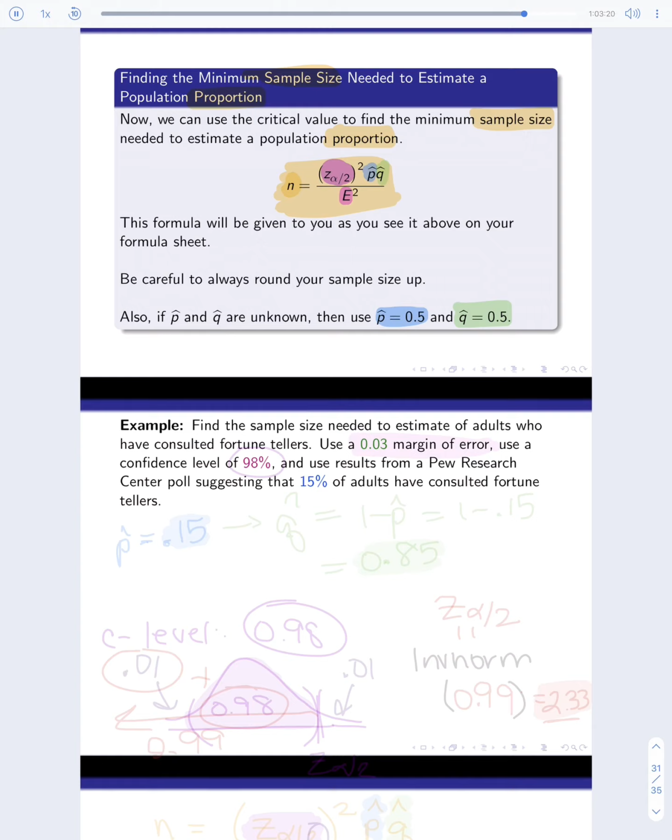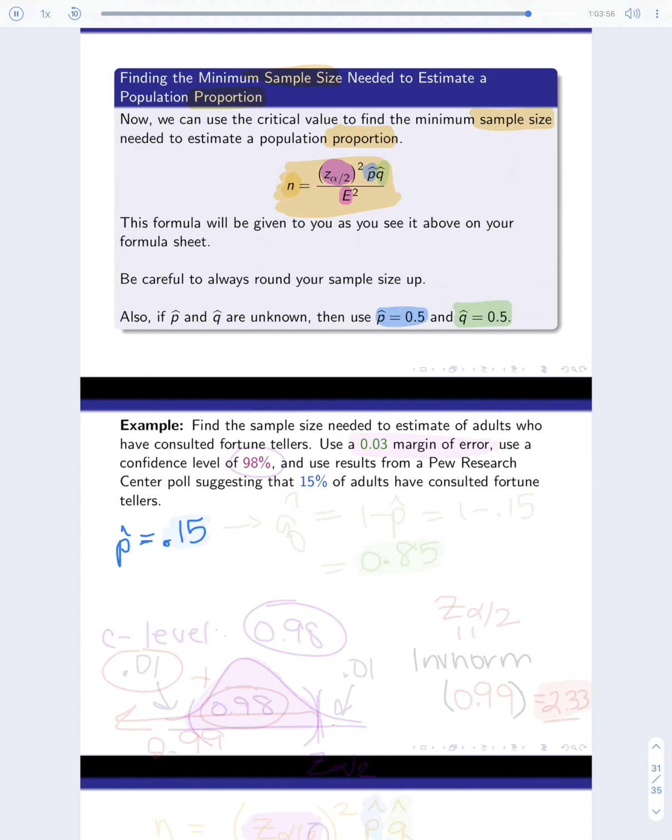It says, find the sample size needed to estimate the number of adults who have consulted fortune tellers. Use a margin of error of 0.03, use a confidence level of 98%, and use results from a Pew Research Center poll suggesting that 15% of adults have consulted fortune tellers. So here p hat, success, would be somebody consulting a fortune teller. So we've got our p hat, which is our 15%. Remember, we're going to turn it into a decimal so that we can actually use it.